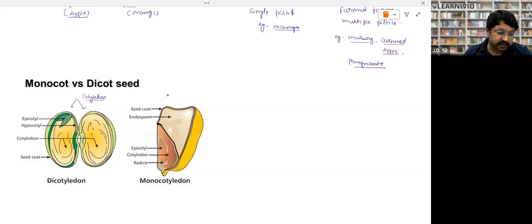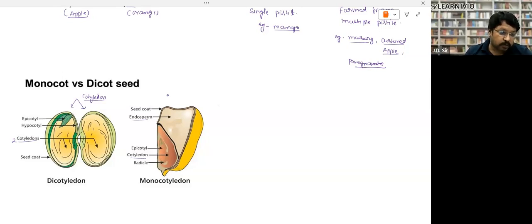At the time of germination, these are the cotyledons. So there are basically two cotyledons, so we get dicot, and there is one cotyledon with endosperm in monocot, right? This part is the endosperm, and this is the cotyledon. Endosperm and cotyledon are both laden with food. Both provide energy in monocot. In dicot, endosperm is not found, right?